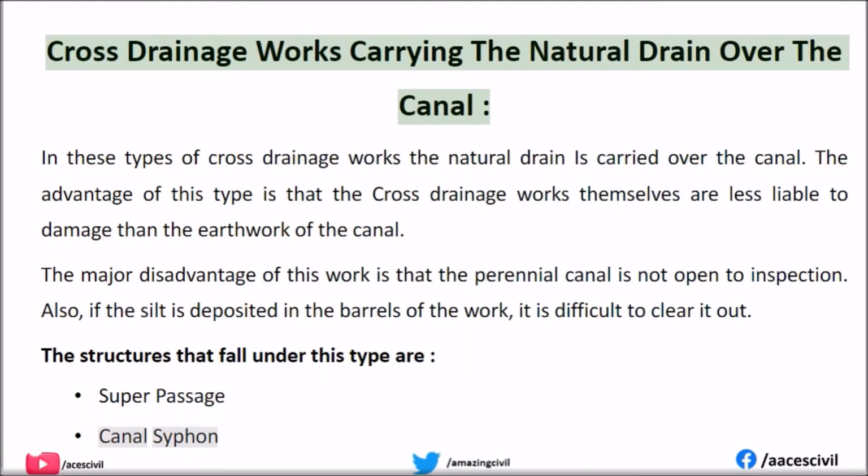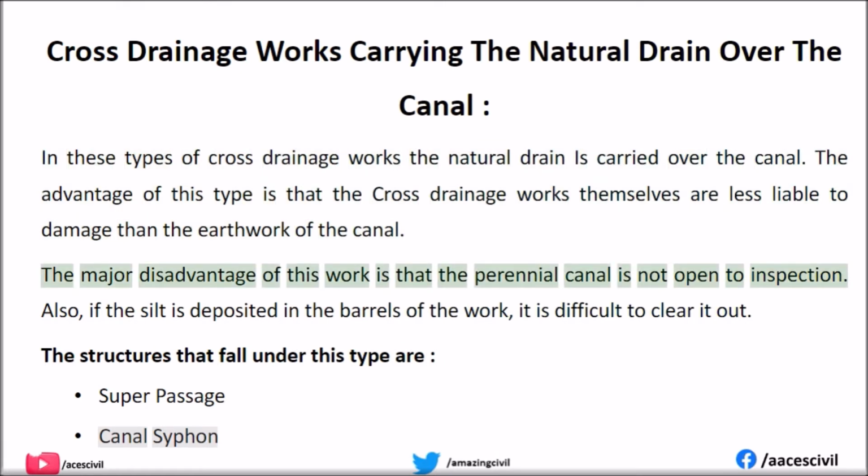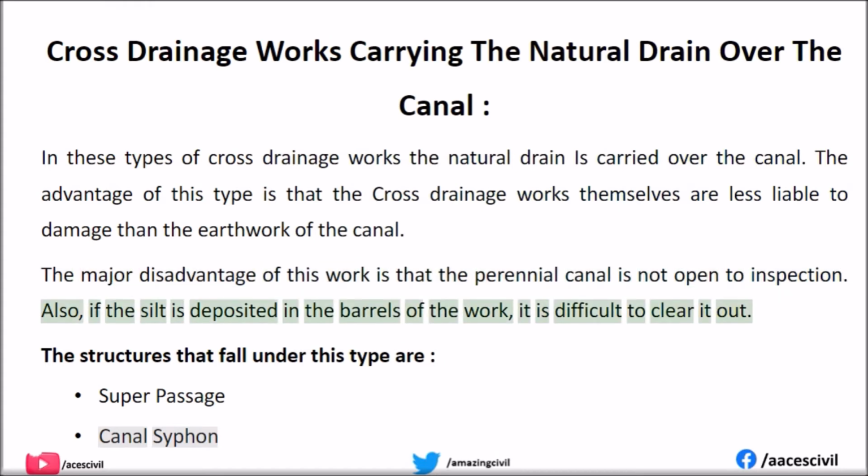Cross drainage works carrying the natural drain over the canal. In these types of cross drainage works the natural drain is carried over the canal. The advantage of this type is that the cross drainage works themselves are less liable to damage than the earthwork of the canal. The major disadvantage of this work is that the perennial canal is not open to inspection. Also, if the silt is deposited in the barrels of the work, it is difficult to clear it out.